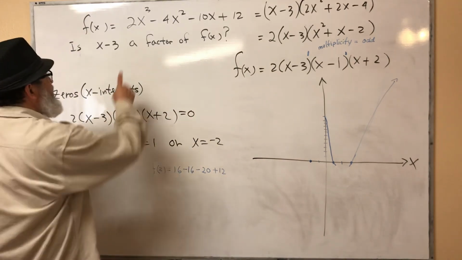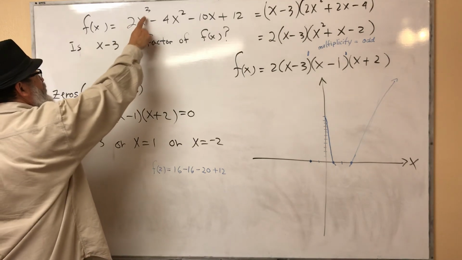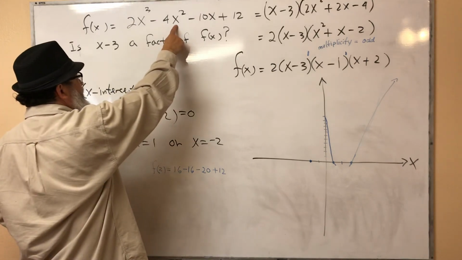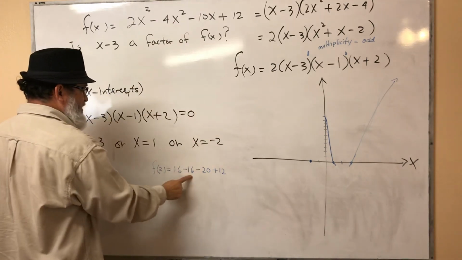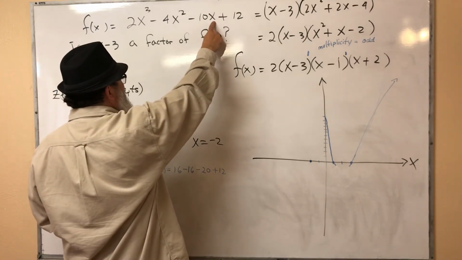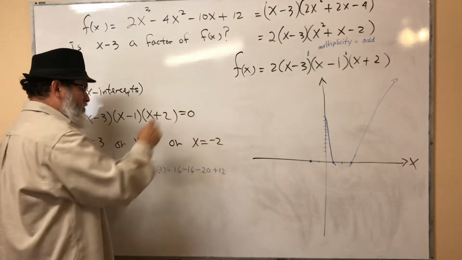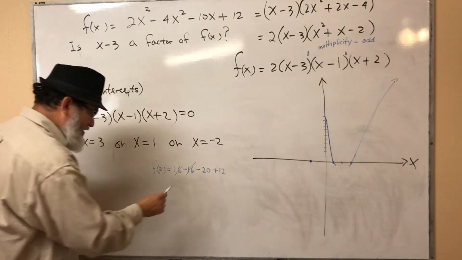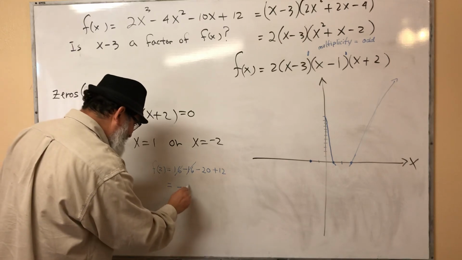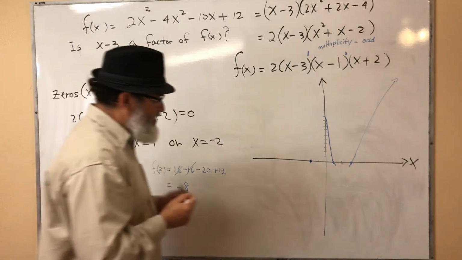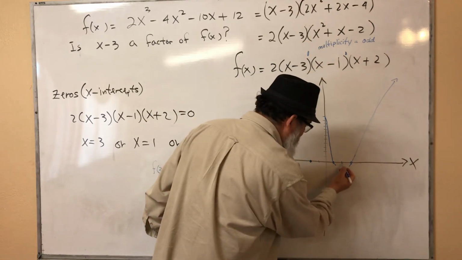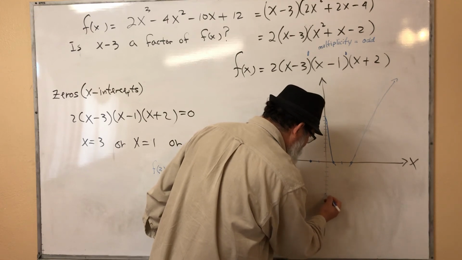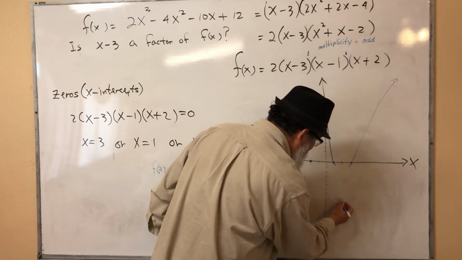Do it again. 2 cubed is 8. 8 times 2 is 16. Plug in 2 there. 2 squared is 4. 4 times -4 is -16. Plug in 2 there. 2 times -10 is -20. Plus 12. Those two cancel. And what do we get? We get -8. So at x equals 2, we get -8, right around there.